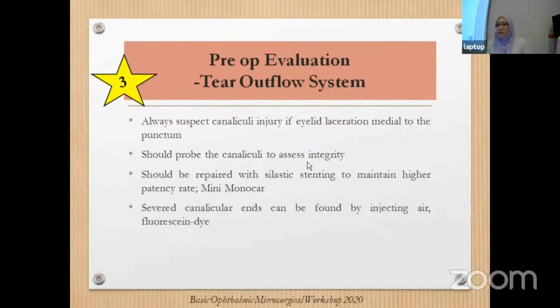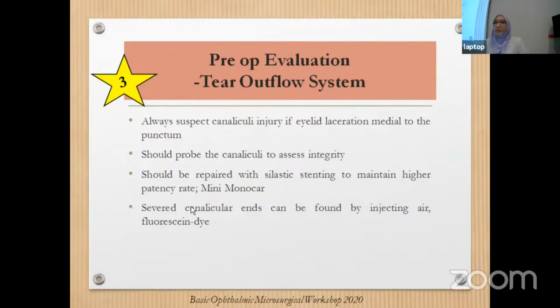For example, if the eyelid laceration involves the canaliculi at the lower part, we should probe from the superior part, okay, to see whether the canaliculus is involved or not for the lower laceration. And then this one should be repaired with elastic stenting to maintain a higher patency rate. Usually we use the medium Mono-Crick, the simple one.